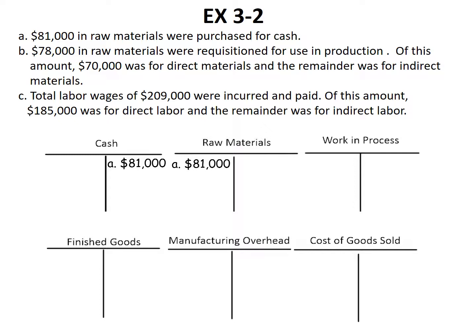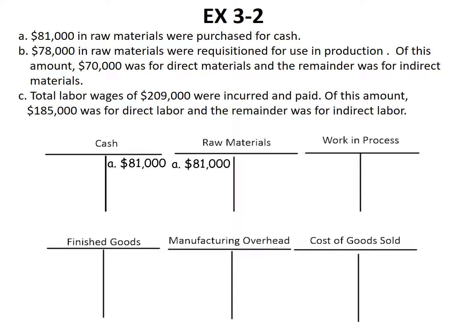$78,000 in raw materials were requisitioned for use in production. That means we're taking the value of $78,000 of raw materials out of raw materials inventory and using it somewhere in production. Of this amount, $70,000 was for direct materials, meaning materials actually used directly in the production process. In other words, those materials will go into work in process.